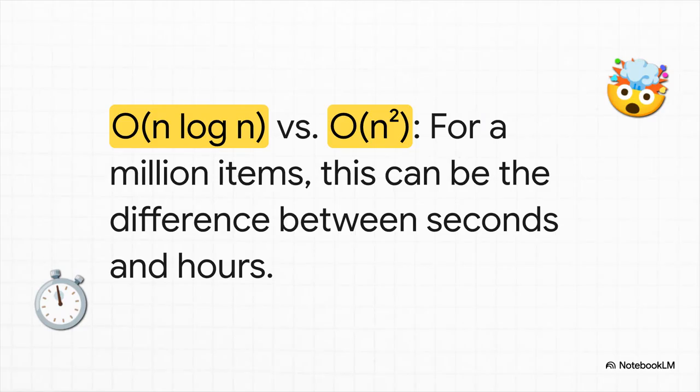And this right here just brilliantly illustrates the impact. For 10 items, you won't notice a thing. But for 1,000,000 items, an O(n squared) algorithm might take hours, while an O(n log n) one could be done in seconds. This choice is absolutely critical if you're building apps that have to deal with real-world amounts of data.